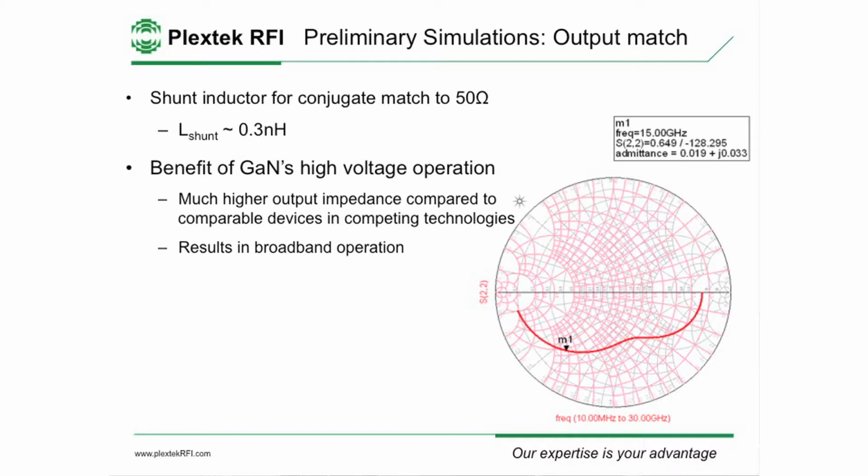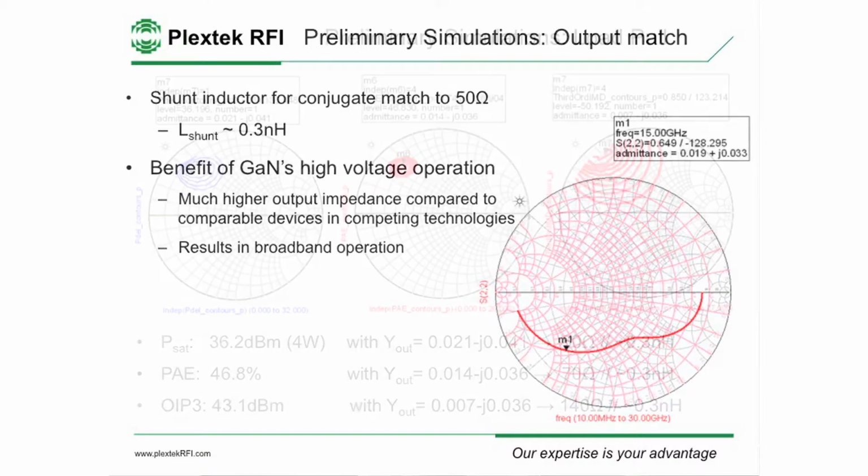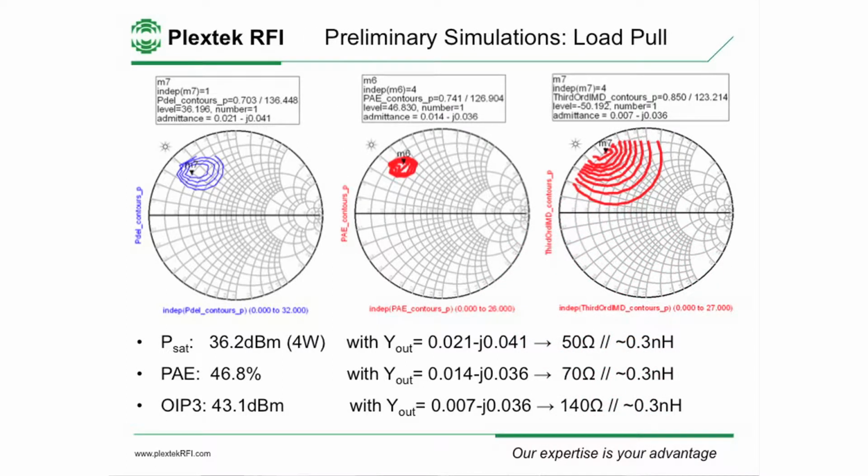We then undertake some load pull simulations, and we look at the load impedance we need for 3 different cases we've got here. This is for the saturated output power, and that's our optimum PSAT point, and we get 4 watts of output power, 46.8% efficiency, and 43 dBm output IP3. For the 4 watts of output power.